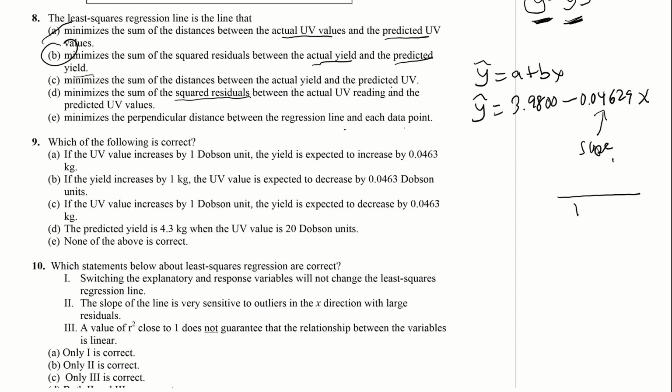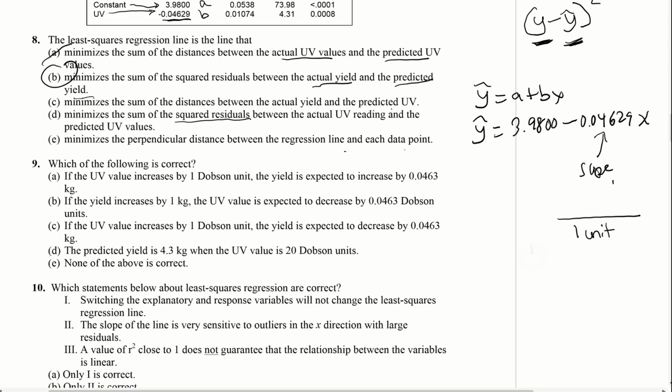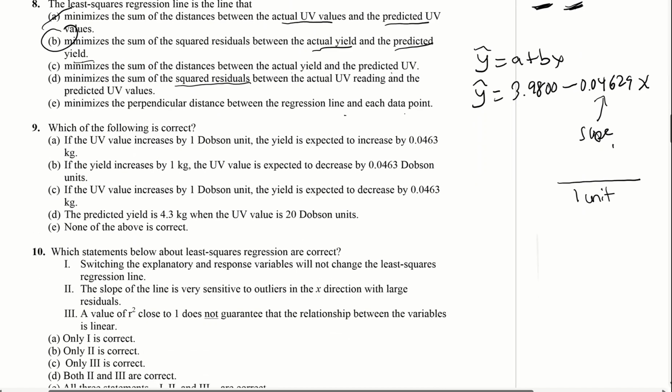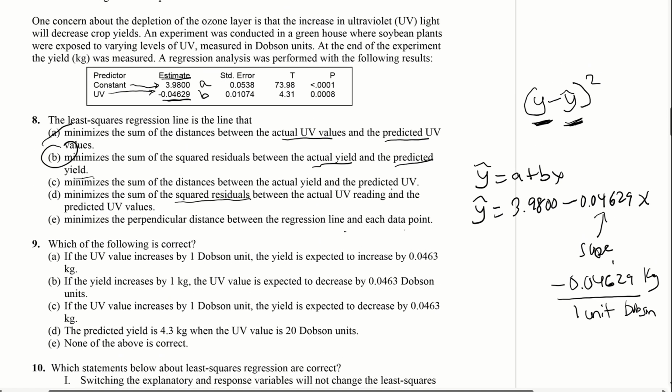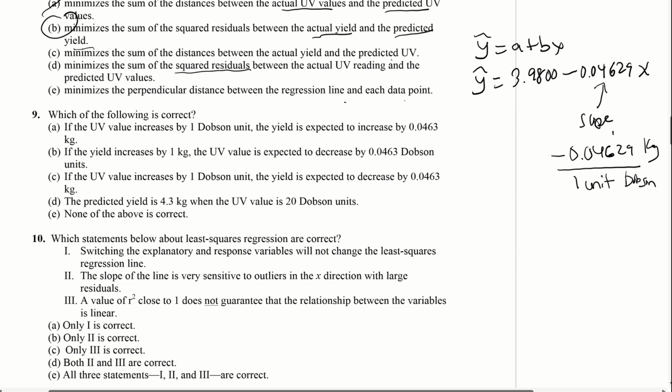So for every 1 unit increase in the x value, which is the UV value, which is the Dobson unit, there is a decrease of 0.04629 in the yield, in kilograms, of the soybean plant, right? So that's what it says.